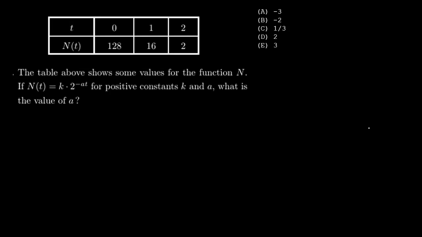Let's solve this SAT question. The table above shows some values for the function n. If n of t equals k times 2 raised to the power of minus a times t, for positive constants k and a, what is the value of a?